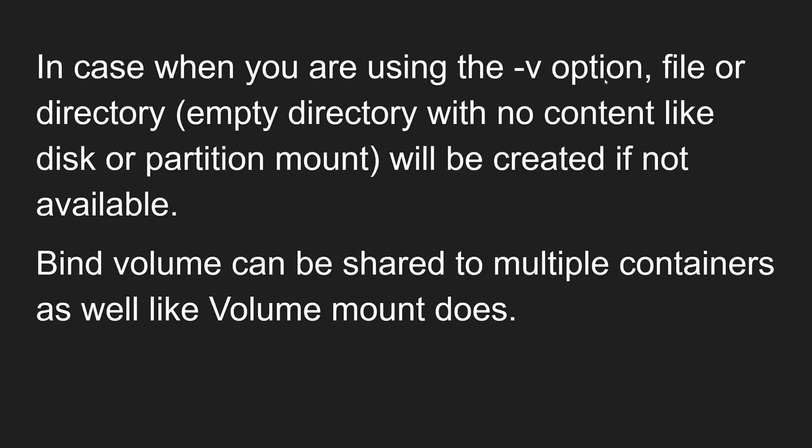In case you are using the -v option instead of the --mount option in a bind mount, then if the file or directory is not available, it will create it. So that is the difference between --mount and -v. With --mount, the directory must be available, and if it is not available, it will not create it. Whereas with the -v option, if the directory is not available, it will create the directory for you. Bind volumes can be shared with multiple containers, just like the volume mount.